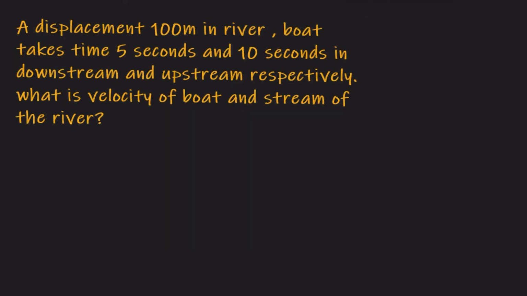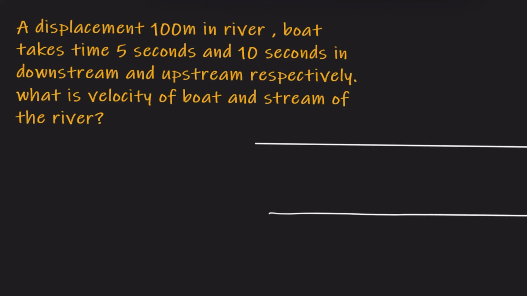Next problem. For a displacement of 100 meters in a river, a boat takes 5 seconds and 10 seconds in downstream and upstream respectively. What is the velocity of the boat and the stream of the river? Now the question is this. Suppose this is the river, and the stream is moving along this direction, say x meters per second. Now you take a boat. Suppose the boat is moving along the stream, then it is downstream. Suppose the velocity of the boat in still water is y meters per second.